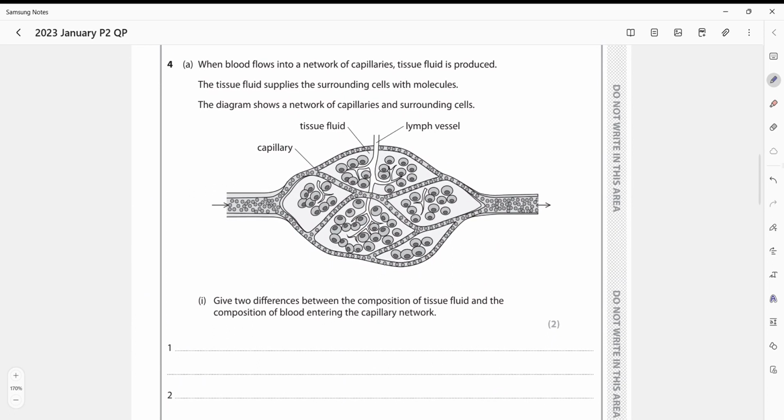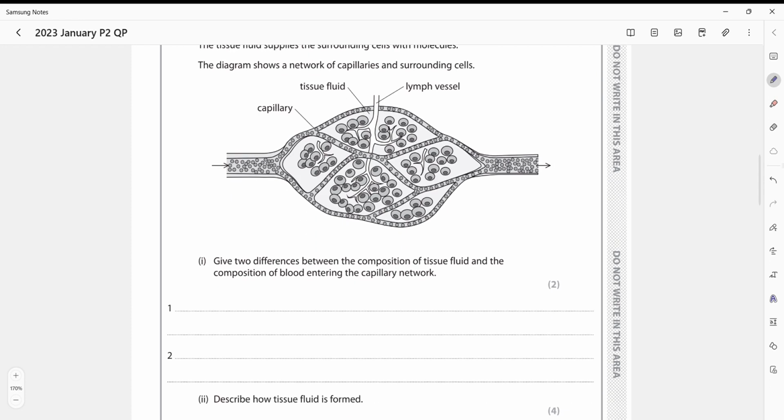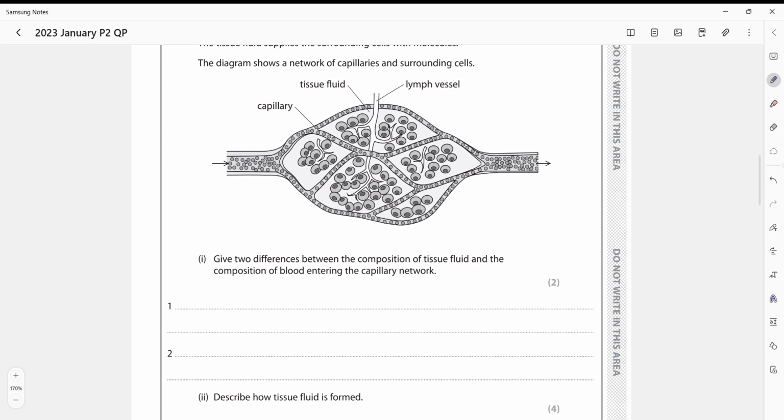When blood flows into a network of capillaries, tissue fluid is produced. The tissue fluid supplies the surrounding cells with molecules. The diagram shows a network of capillaries and the surrounding cells. Give 2 differences between the composition of tissue fluid and the composition of blood entering the capillary network.